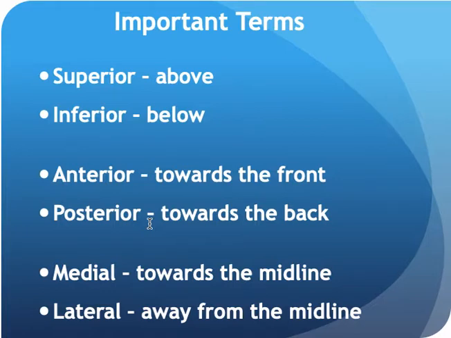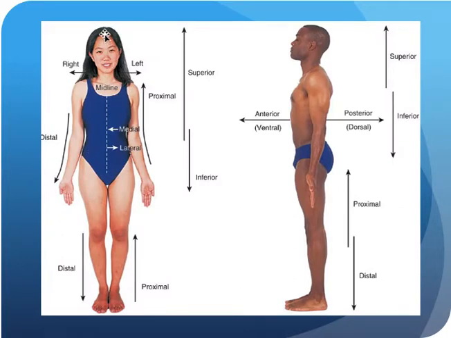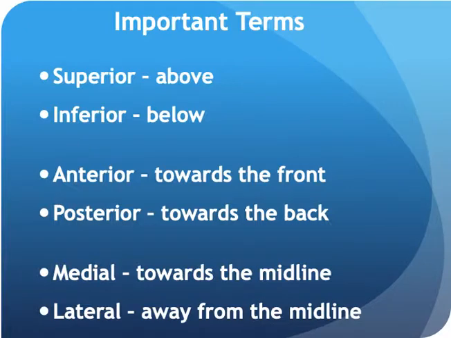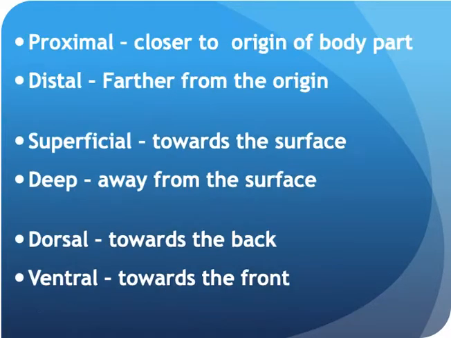So now we get to the most important terms, and some of them are pretty simple. Superior means above. Inferior means below. Anterior means towards the front. Posterior means towards the back. So we start off with some easy ones. Medial is going to be towards the midline. So if you come back to this picture and draw a line right down the middle of her body, medial means closer to the middle, and lateral means further away from the middle. So: towards the midline or away from the midline.